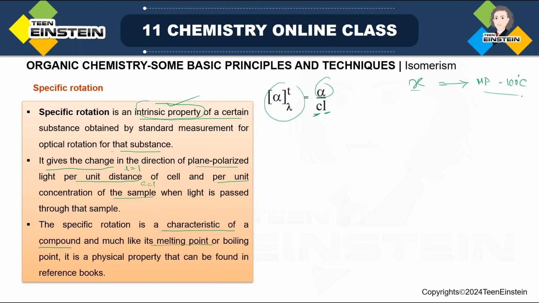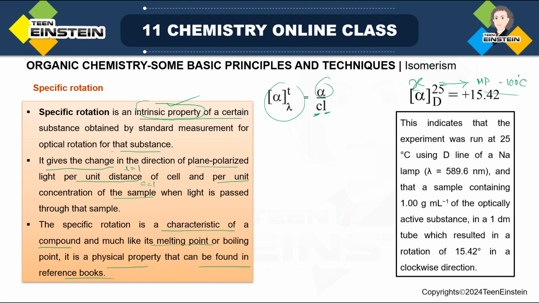It is fixed. So just like that, when we talk about specific rotation, it is a characteristic, intrinsic property, much like melting point or boiling point. So it is a physical property, you can say, and you can find it in reference books. That is, you can find it in any database, just like melting point, boiling point, density. So here we will try to understand with this specific example.